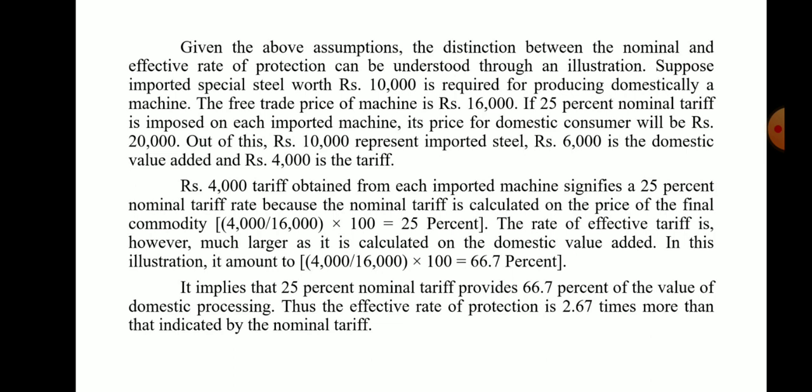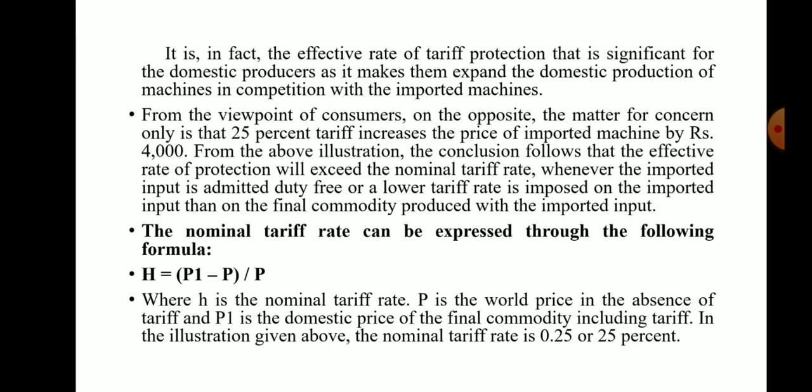66.7%. It implies that 25% nominal tariff provides 66.7% of the value of domestic processing. Thus, the effective rate of protection is 2.67 times more than that indicated by the nominal tariff. It is, in fact, effective rate of tariff protection that is significant for the domestic producers as it makes them expand domestic production of machines in competition with imported machines.